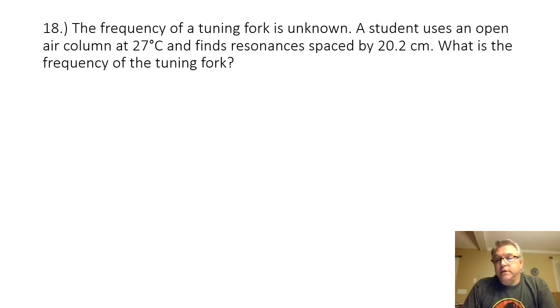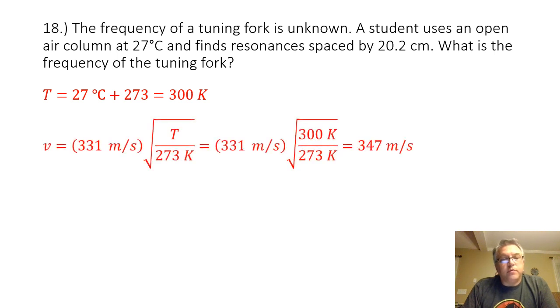I know my temperature is given in Celsius, and I want to convert that to Kelvin. So I know that the temperature in Kelvin will equal 27 degrees Celsius plus 273, which will give me a temperature of 300 Kelvin. To find the speed of the wave, I then use my wave speed formula, so 331 meters per second times the square root of my temperature in Kelvin divided by 273 Kelvin is going to give me a speed of the sound wave of 347 meters per second.